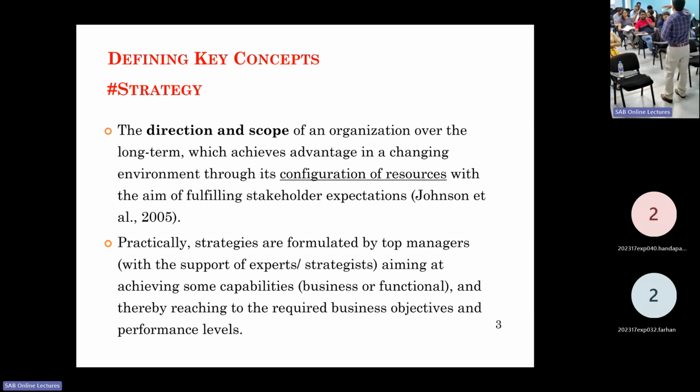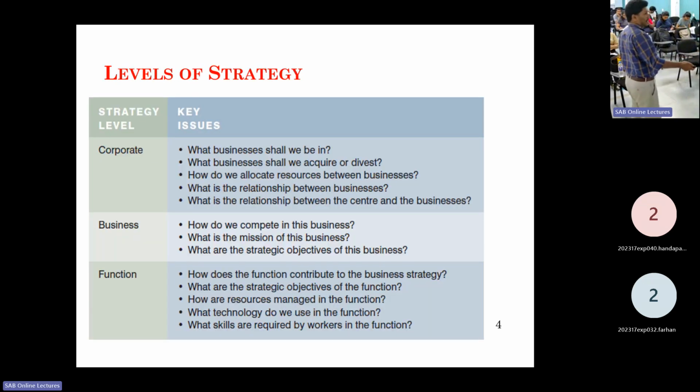Now, in addition to the macro and task environment, what should they analyze? The internal environment, between the business and their key stakeholders, and carefully understand the existing current situation. We try to understand the meaning of strategy, and here strategy can be discussed at three levels. And operational strategy is at the functional level.